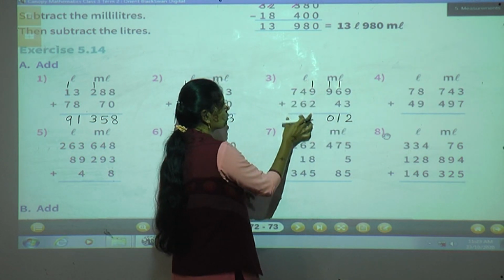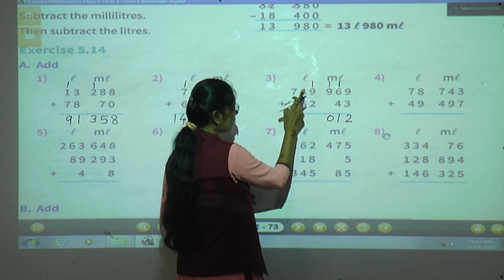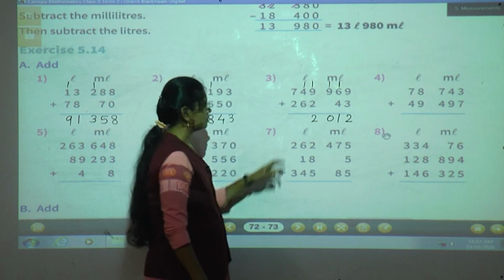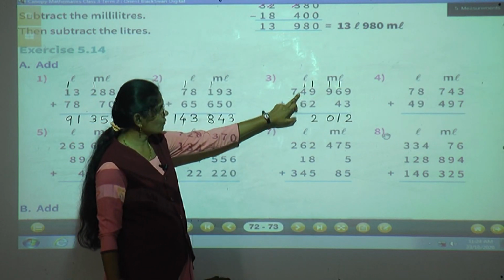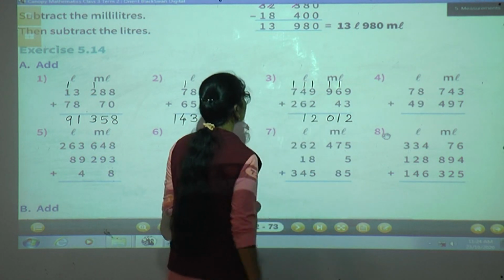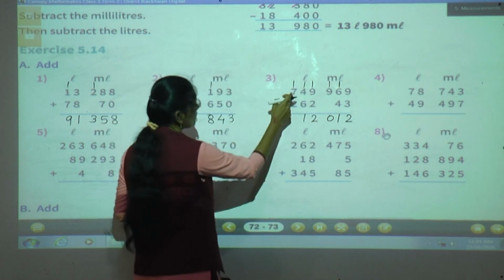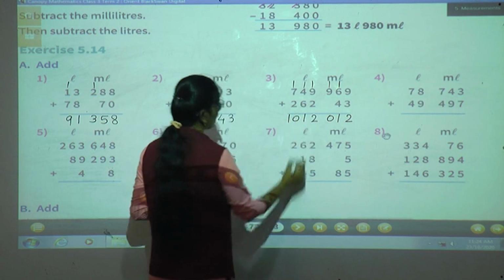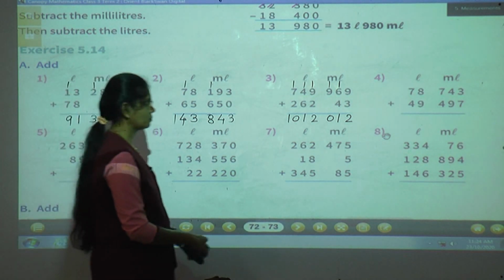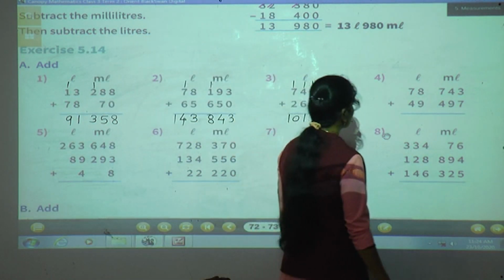Here now we have to add liters. 1 plus 9, 10. 10 plus 2, 12. Okay. Then 1 plus 4, 5. 5 plus 6, 11. So here we will write 1 and we will give 1 carry. Then 1 plus 7, 8. 8 plus 2, 10. So what is the answer? 1012 liter and 12 milliliter. Okay. Next here.